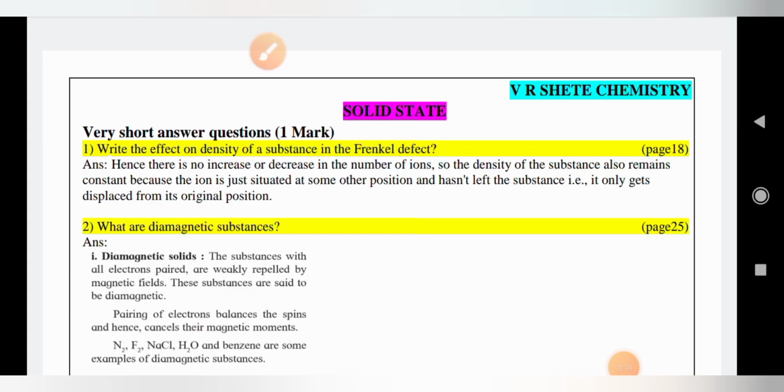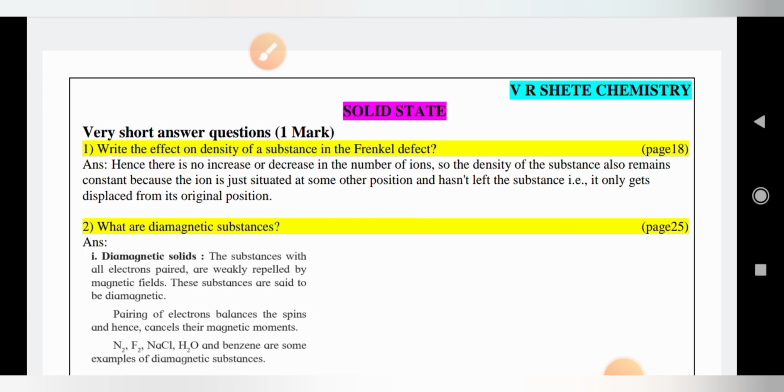In today's video, we'll discuss important questions from the solid state, which will be required for the HSC board, and are also very important for unit tests and term examinations. So, first question: write the effect on density of a substance in a Frenkel defect.